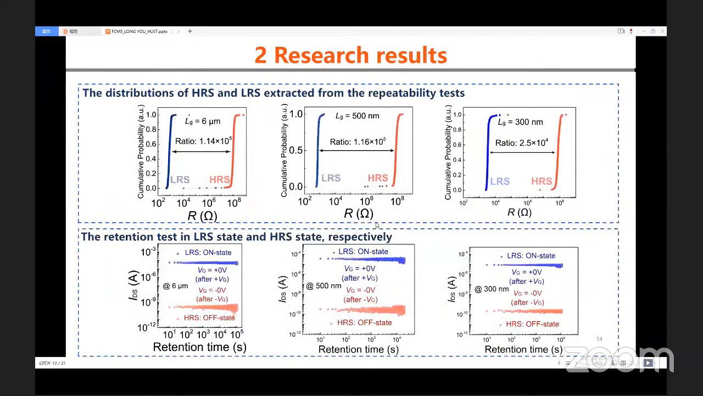Also, we extracted HRS and LRS from the repeatability tests, which show a high on-off ratio for different devices. Our device also shows good retention for both on-state and off-state.